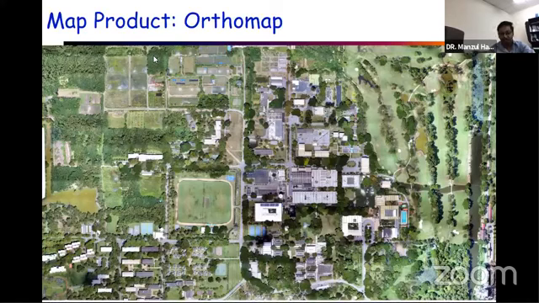If we compare it with a traditional or consumer grade drone, normally a DJI Phantom, it will take around 6 flights. But the drone we have built here only takes 1 flight. And within 1 hour, the whole area can be mapped. Next slide, please.